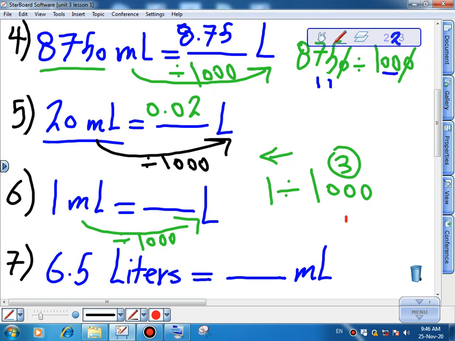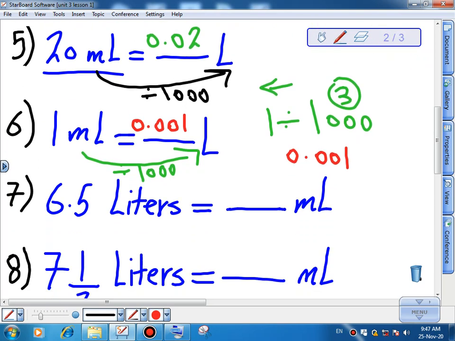I will write number 1. I have only 1 digit, but I need to get 3, so it will remain 2. I will put 2 zeros. Then we will put that decimal point, and the whole part will equal 0. It will be 1,000th. 1 milliliter has 1,000th liter.